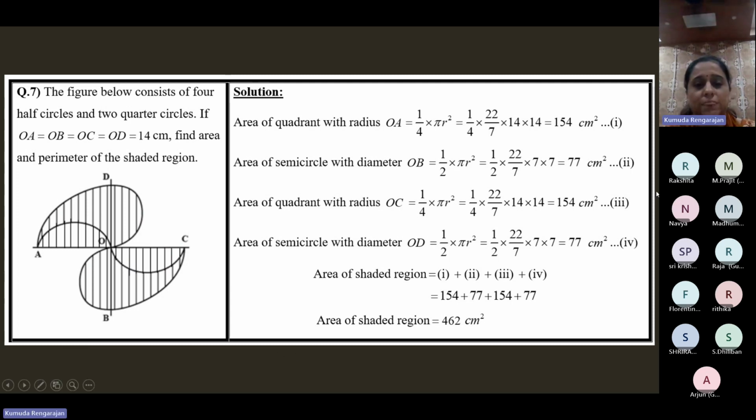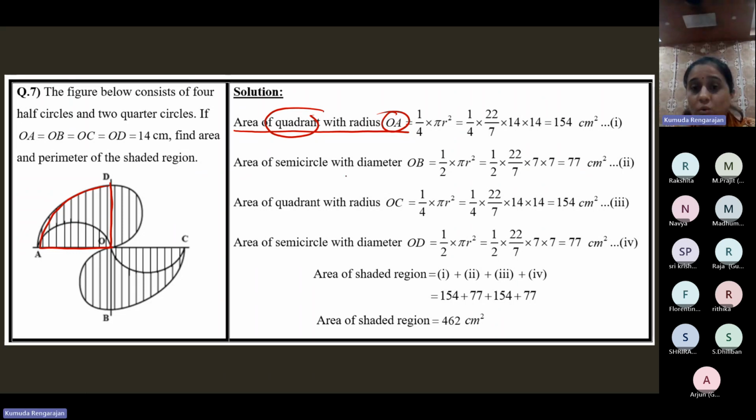Now to find the area of the shaded region, the entire thing is shaded. The whole thing is shaded. So to find the area of the shaded region, you can see here, it is the area of the quadrant with radius OA. That's how you express it. So this is the quadrant with radius OA, or you can say with radius OD also. OA or OD, whatever. Both are the same.